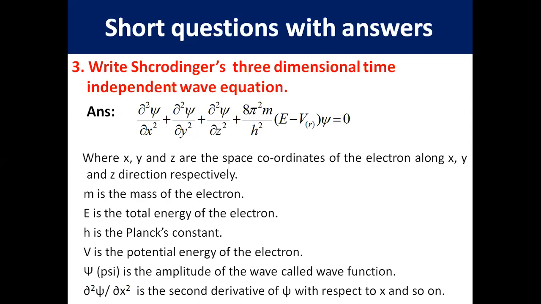m is the mass of the electron, E is the total energy of the electron, h is the Planck's constant, V is the potential energy of the electron, psi is the amplitude of the wave called wave function, and del square psi by del x square is the second derivative of psi with respect to x, and so on.